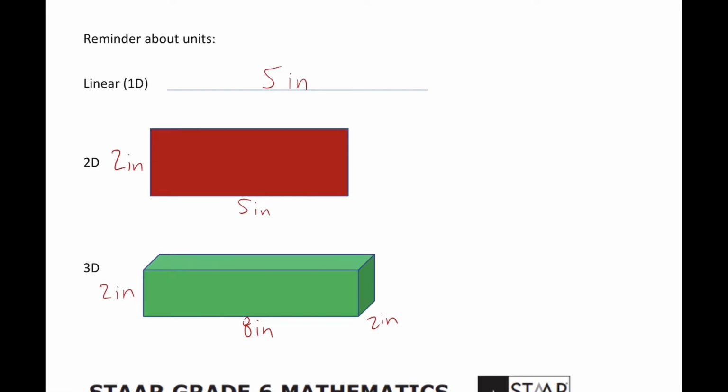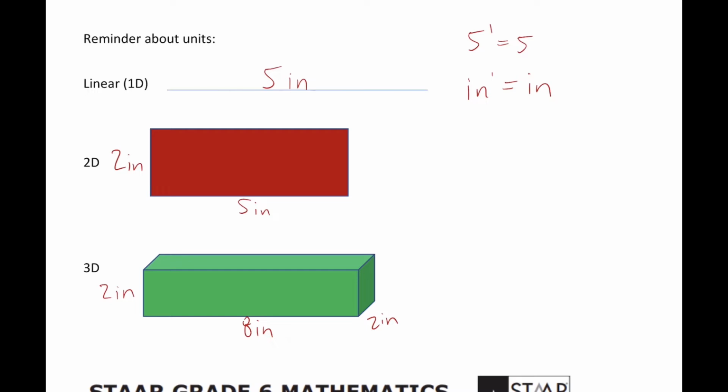All right, so a reminder about units, what we talked about last week. Linear is going to be just in whatever that unit is. So for this example, this line segment we say is 5 inches. And so that is just going to be a 1-dimension or 1-direction measurement. And so as we talked about before, 5 to the first power is just 5. Inches to the first power is inches.